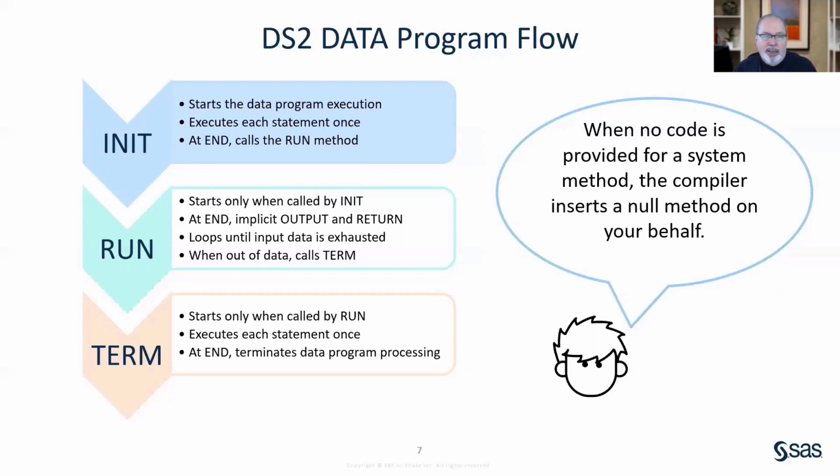And when it's all out of data, that end statement in the run method will call term. Now, the term method has to be there because it's going to be called by run. It starts only when called by the run method, executes the statements contained within it once and only once. And at end, it terminates the data program processing. So you can see why all methods are required. And for ease of coding, the compiler will supply you a null method for any method you don't write code for in these 3.